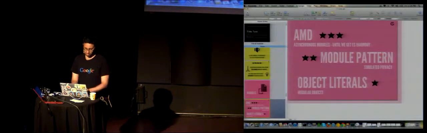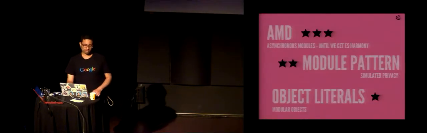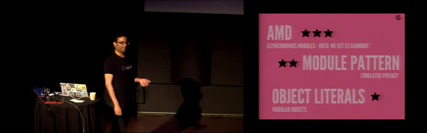For anybody in the room that hasn't actually played around with AMD before or require.js, essentially this is what it looks like. So we have this idea of a define block. And I'm just saying define, passing in a list of dependencies, so underscore and backbone, and then I'm aliasing those so I can locally use them here.